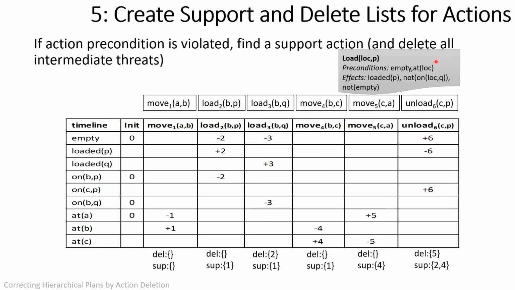And then we look at the second precondition, which is that the track needs to be at location, which means that we need to be at location B, which we can see that the first action move satisfies. So we actually say that we need the first action to happen in order for this action load 3 to be valid. So we put it into the support list of actions. And we do the same for every single action.